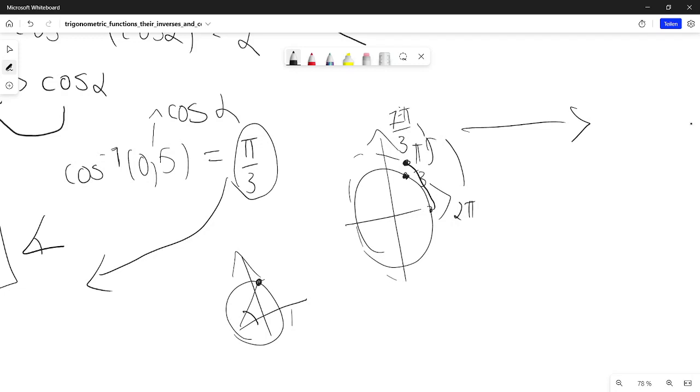Like pi-third is not equal to that. And this is how you consider these numbers in mathematics. They are just numbers, and you compare them as numbers.